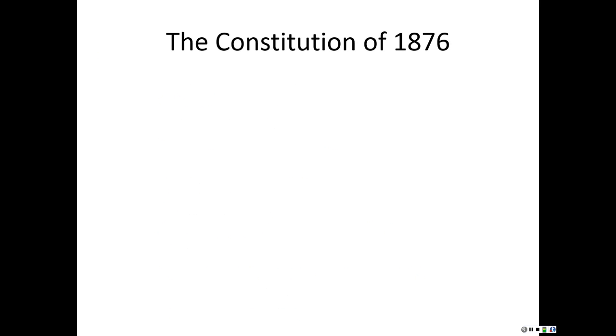This leads us to the Constitution of 1876. In 1875, a convention was called to rectify the shortcomings, or the perceived shortcomings, of the 1869 Constitution, and each delegate was selected by popular vote.